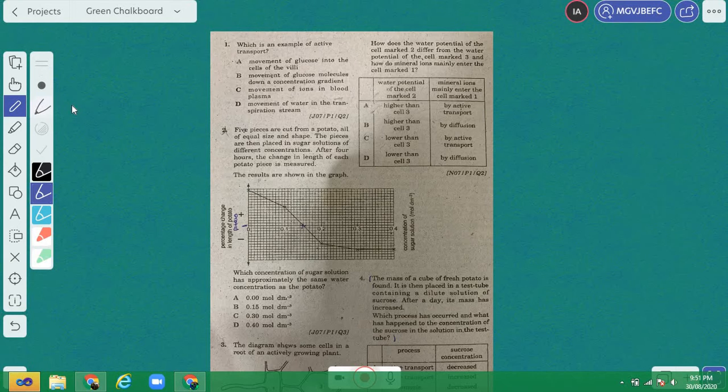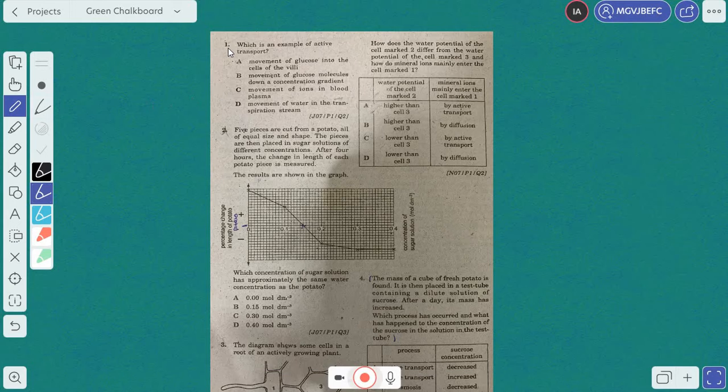So let's start with the first one. Now, the first one, the one that I'm underlining here right now, do follow my cursor so that you know where I am or where I am not, and so that you and I are on the same page. So, which is an example of active transport?